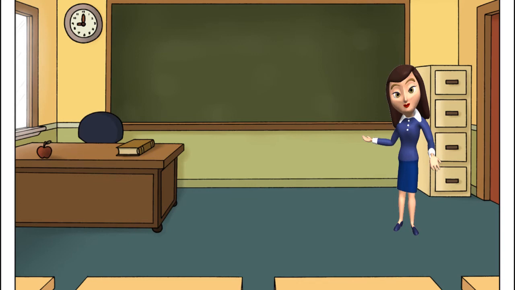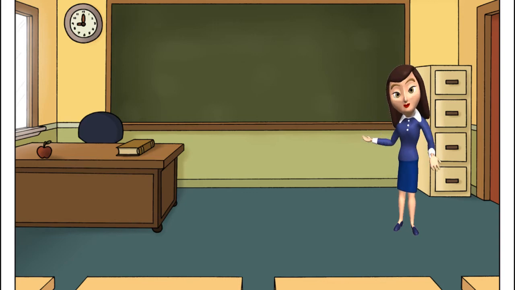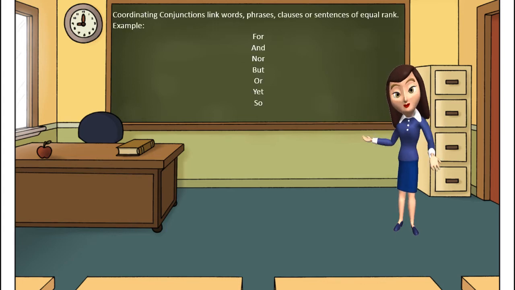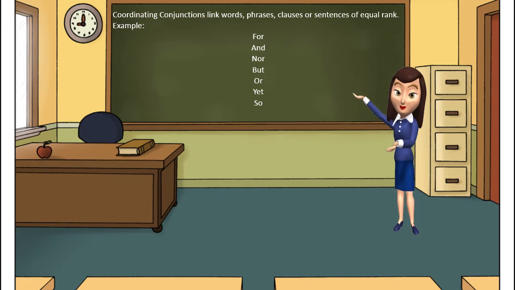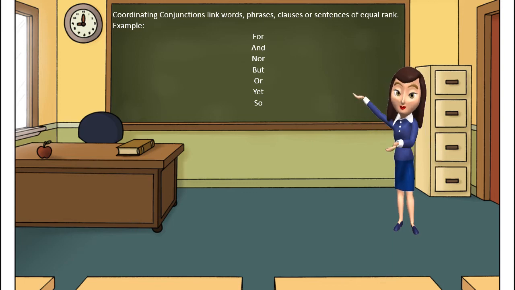I'm impressed. Looks like I do really have a set of brilliant students. But first, let's have the coordinating conjunctions, as stated by your classmate. Coordinating conjunctions link words, phrases, clauses or sentences of equal rank. Example. For. And. Nor. But. Or. Yet. So.